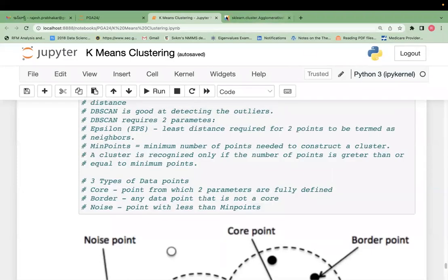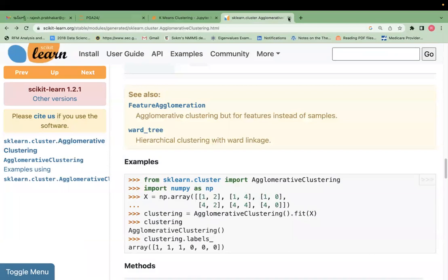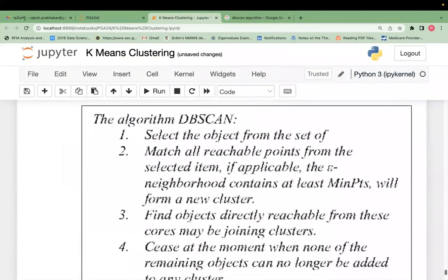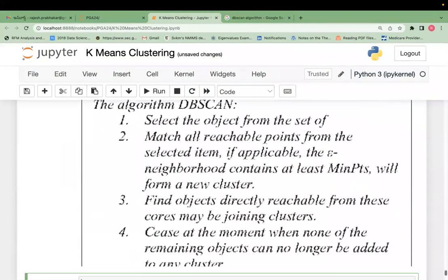Right. Now, if you look at the DBSCAN algorithm, this is the algorithm. Select an object from the set and find all reachable points from the selected item. If the epsilon neighborhood, E is epsilon, contains at least minimum points, it will form a new cluster.